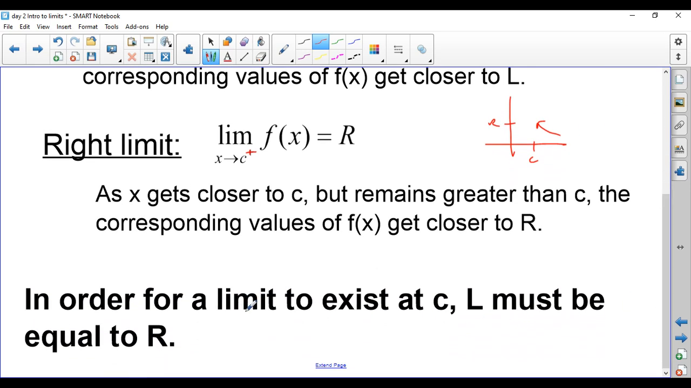In order for the limit overall to exist at c, L must be equal to R. In order to say that there is a limit as x approaches c, we have to have a left limit and right limit that are equal to each other. Some examples will make this clear.